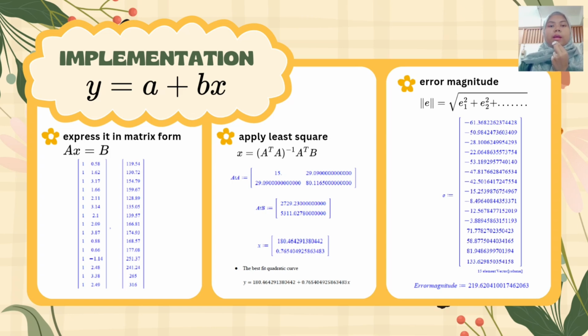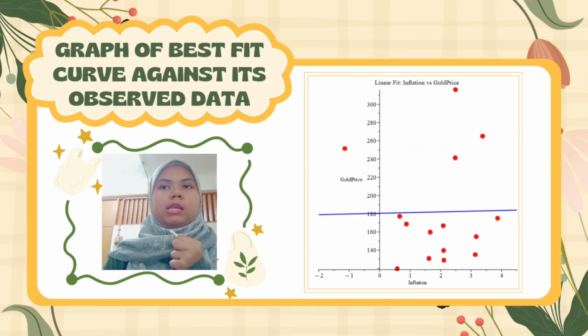Then we apply the normal equation AᵀAx = Aᵀb. Solving this system gives us the least squares solution, which is the best fit line y = 180.4643 + 0.7654x. Then we calculate the error vector e = b − Ax. Last but not least, from the error vector, we compute the error magnitude, which is equal to 219.62.